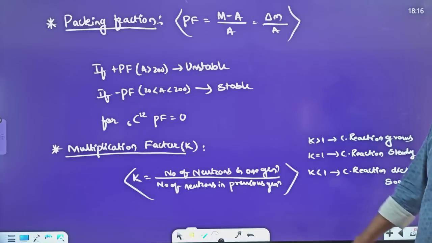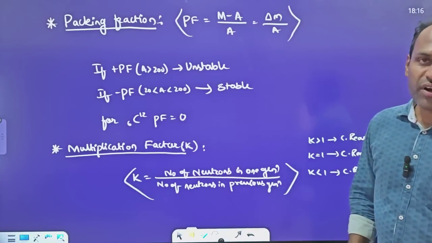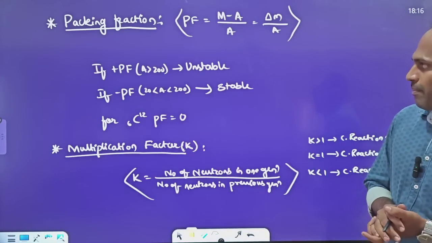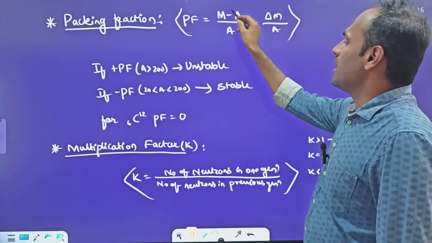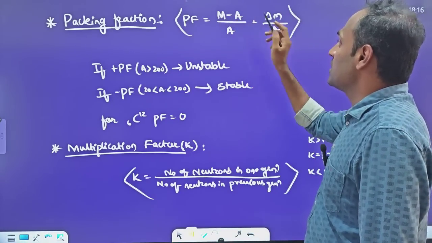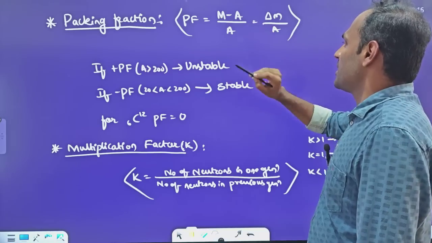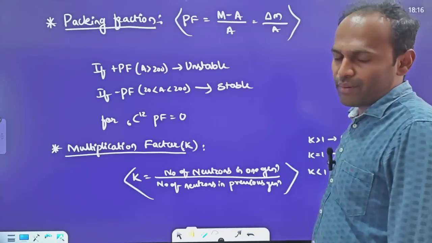Okay, next, packing fraction. See, packing fraction means how tightly the nucleons are packed. So it is the mass of the nucleus minus mass number, divided by mass number, or mass defect divided by mass number.